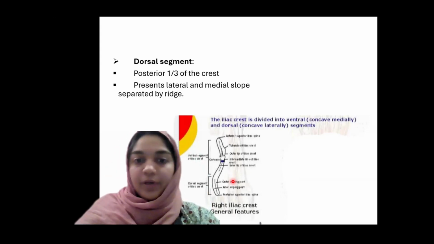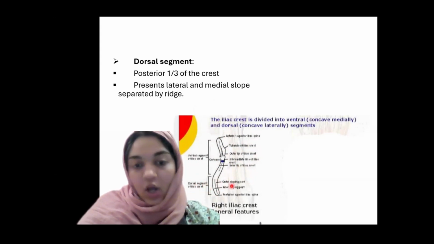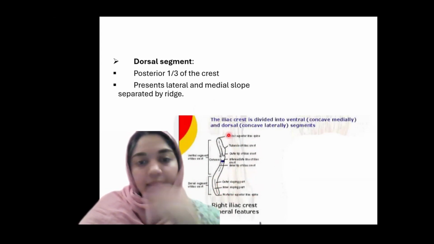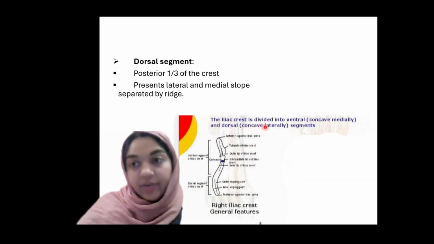I'm having a bird's-eye view of it. So this is the tubercle. This is the outer lip, the inner lip, right? And when you look, this is the ventral two-third that we've already studied, and this is the dorsal one-third. So this has an outer sloping part and an inner sloping part, right? And this is the posterior superior iliac spine. It's just saying that the ventral part is concave medially and the dorsal part is concave laterally.